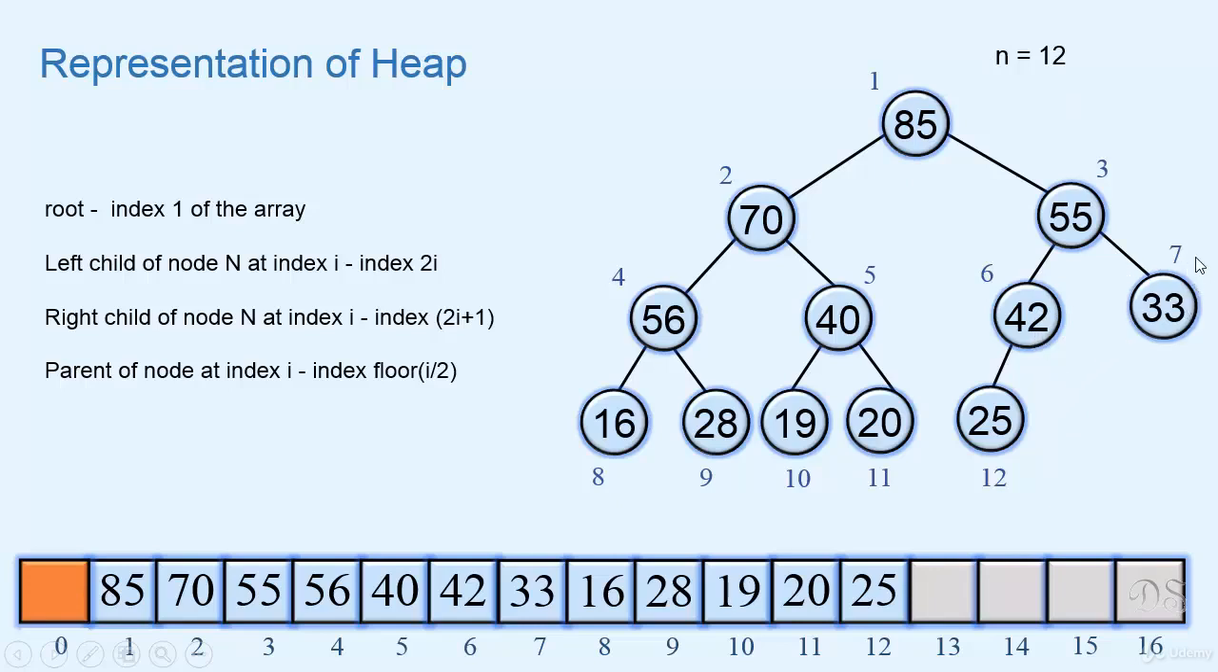For this node, i is 7, 2i is 14 and 2i plus 1 is 15. Both are greater than the heap size. So we can say that both left and right children don't exist for this node. Now in this index 0, we'll store a very large value that will be greater than any key value possible in the tree.